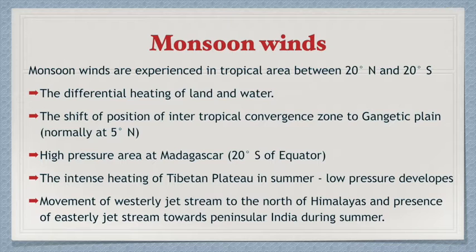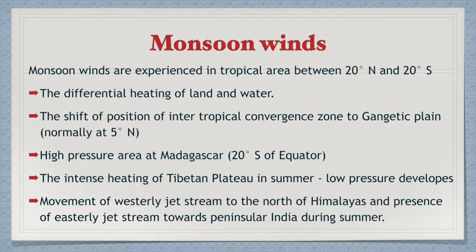To fill the low atmospheric pressure created in this region, wind from higher pressure area, that is from southern ocean, blows over India towards Tibetan plateau. The next factor is movement of westerly jet stream to the northern Himalayas.